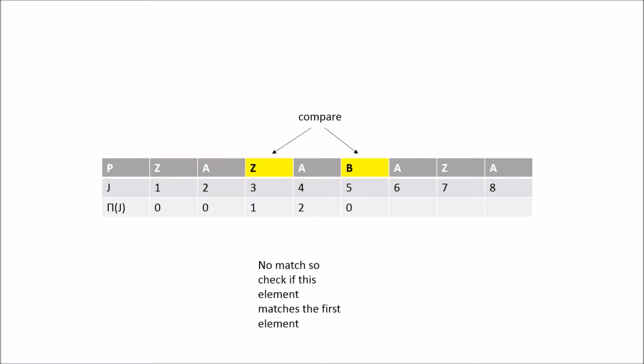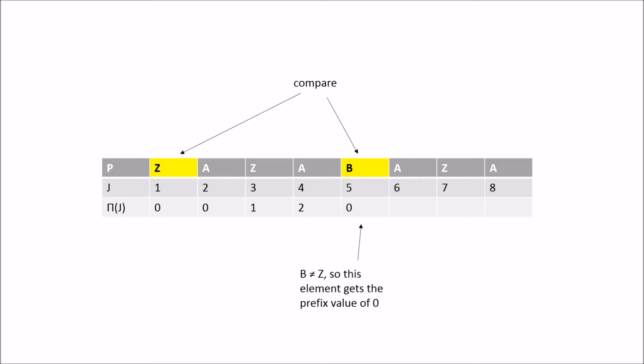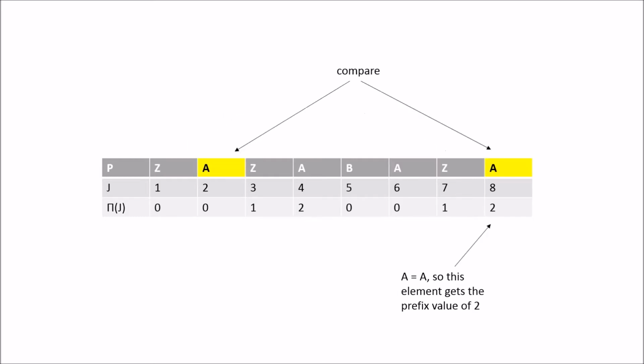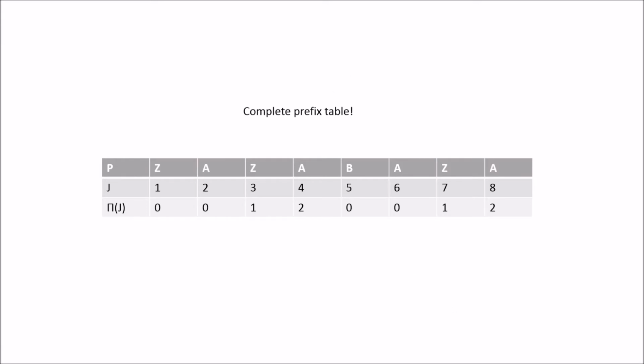Moving on to the fourth element, since the previous element has a prefix value of 1, we compare this element to the second element in our pattern, aka the first A in this case. Clearly these match, so we put a 2 into the prefix value for this element. On the fifth element, seeing as the previous element has a prefix value of 2, we start by comparing this B to the third element in our pattern. Clearly they do not match, so we compare this element with the first element. Once again they do not match, so this element gets a prefix value of 0. This process carries on until the end of the pattern string and we have a full prefix table.